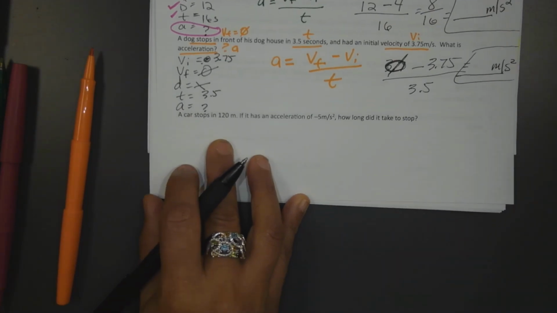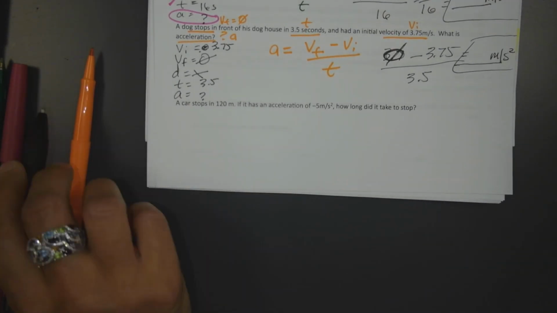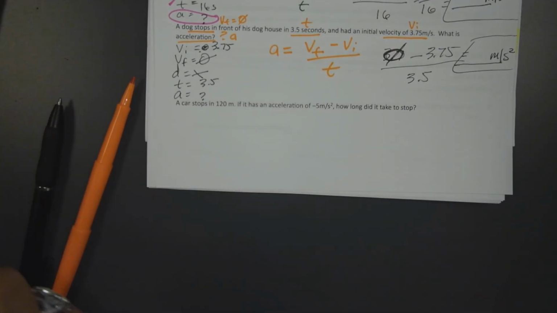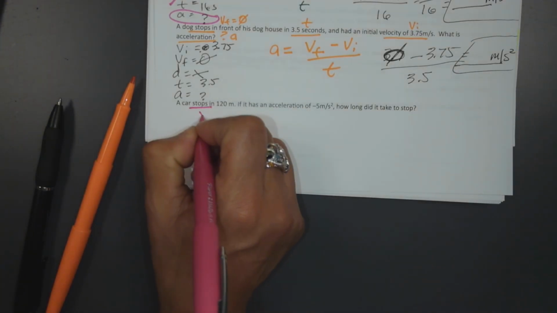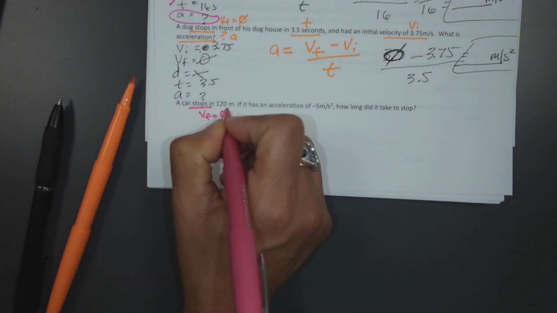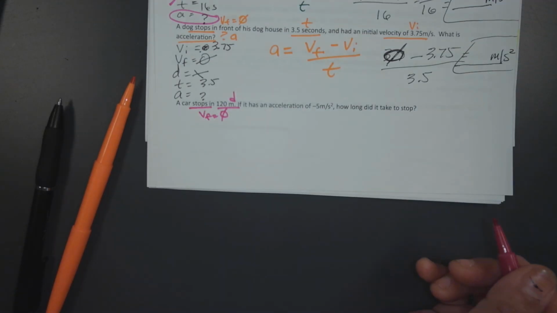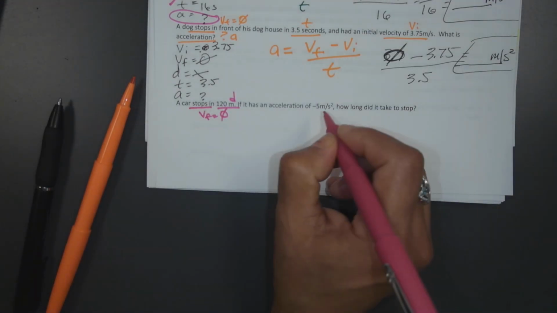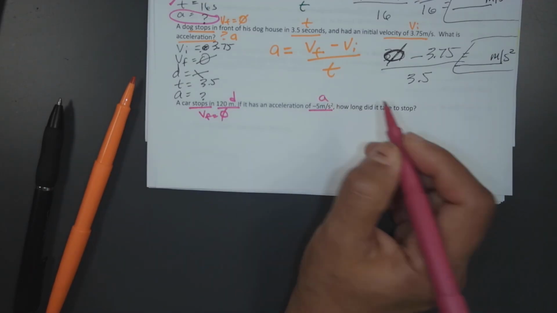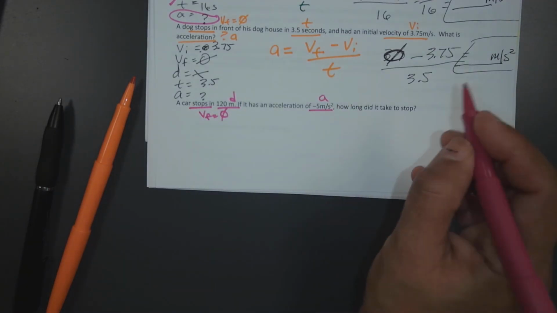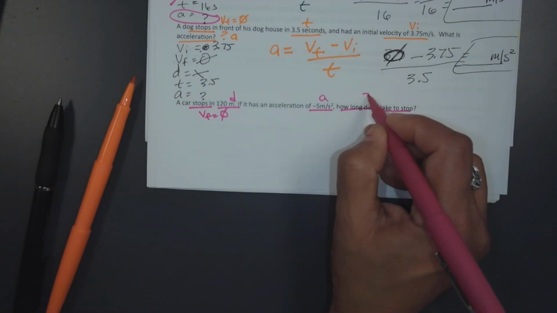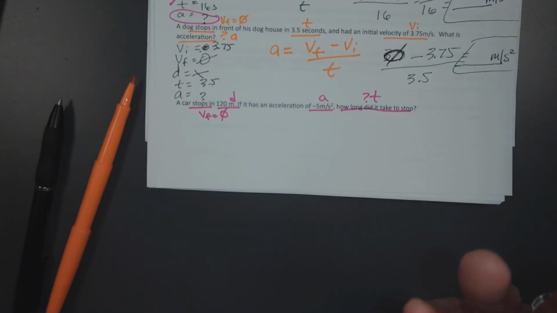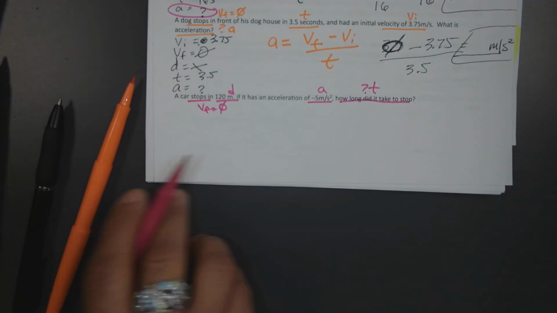Next one over here, a car stops. Oh, there goes another object that comes to a stop. So that means that the VF is 0, and it took a distance of 120 meters for it to come to a complete stop. If it had this negative acceleration, which is -5 meters per second squared, how long, question mark T, how much time did it take for it to come to a stop?